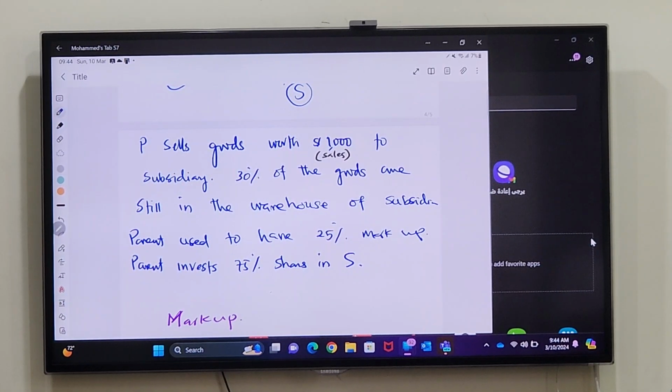1,000 is the cost to parent or sales price of parent? To the parent, it's an invoice value or it's a cost value? In the books of the parent, this 1,000 they will show it under sales or cost of sales? Sales? Cost of sales? It is sales.